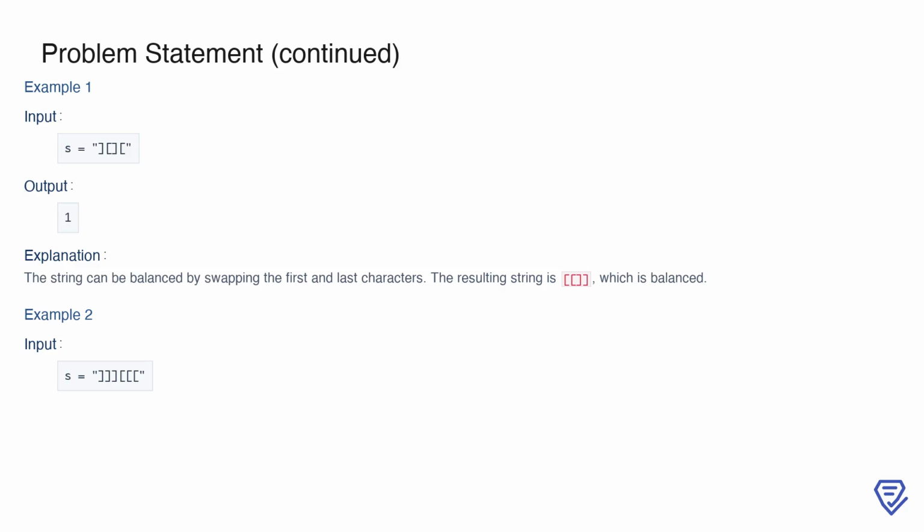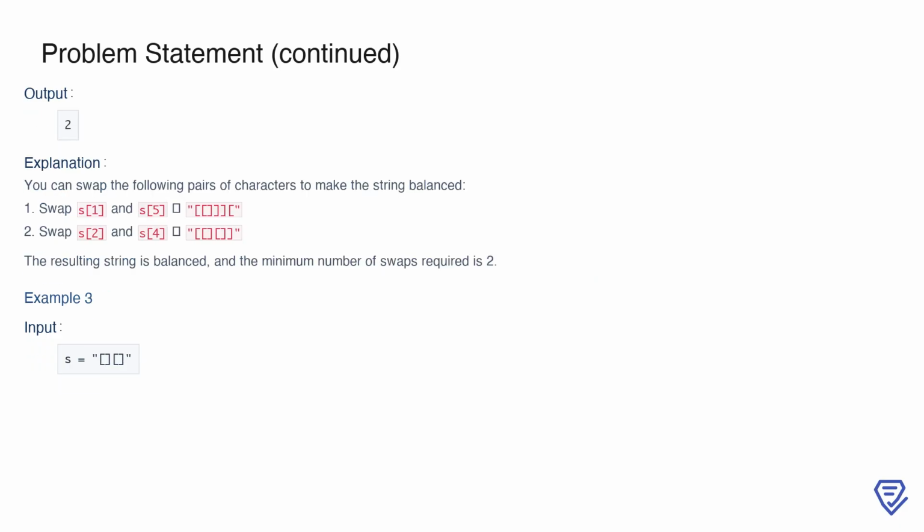Consider the input string s equals. The output for this case is 1, meaning that just one swap is sufficient to balance the string. Specifically, we can swap the first and last characters. After the swap, the string transforms into a string which meets the criteria for being balanced. This demonstrates how strategic swaps can quickly resolve imbalances in the string.